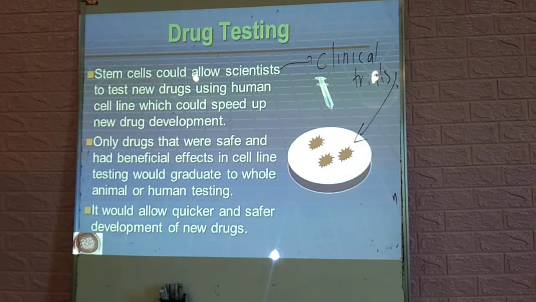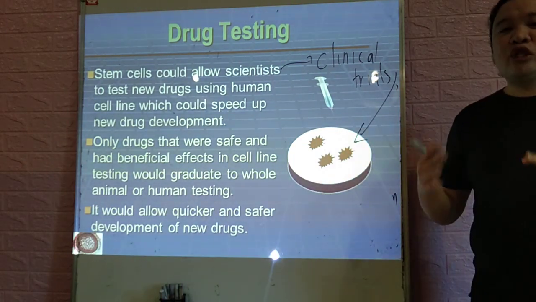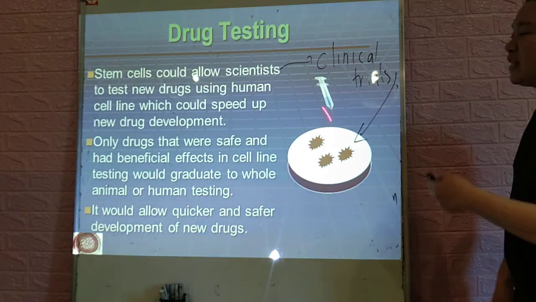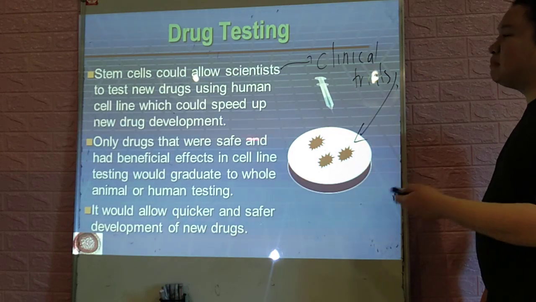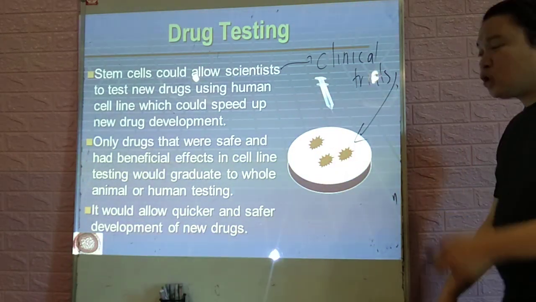Only drugs that were safe and had beneficial effects in cell line testing would graduate to whole animal or human testing. Bongga siya. So somehow, this will prevent, for example, too much hypersensitivity reactions or, of course, side effects. Because if you remember, this has been tested before it was tested for animal and human testing.